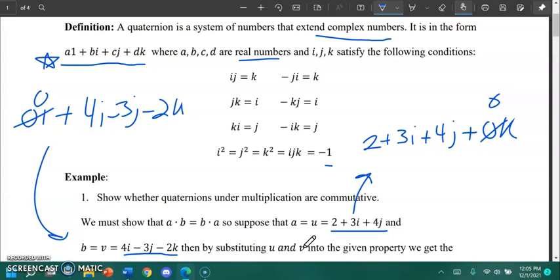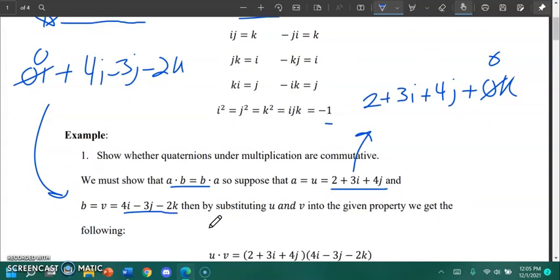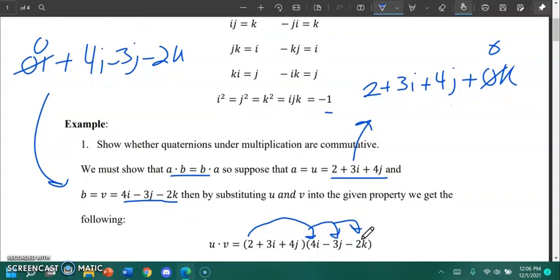Now, we would substitute u and v into our given property, a times b equals b times a. We would get the following. u times v equals 2 plus 3i plus 4j times 4i minus 3j minus 2k. Here's where we include the distributive property. We would take each term, 2 times 4i, 2 times negative 3j, and 2 times negative 2k. Additionally, we would do the same thing for 3i and 4j, and we would multiply times 4i minus 3j minus 2k. 2 times 4i equals 8i, 2 times negative 3j equals negative 6j, and 2 times negative 2k equals negative 4k.